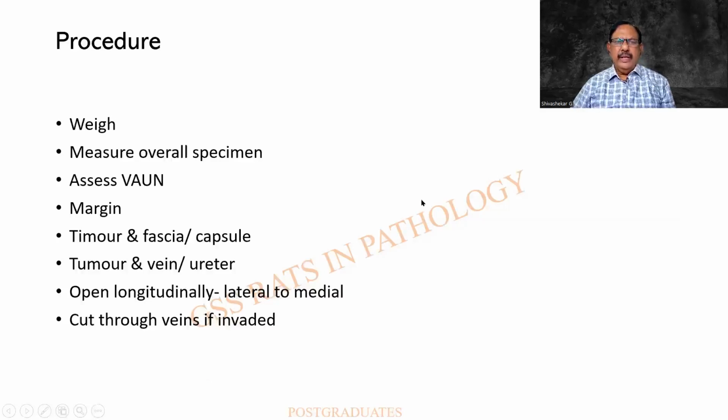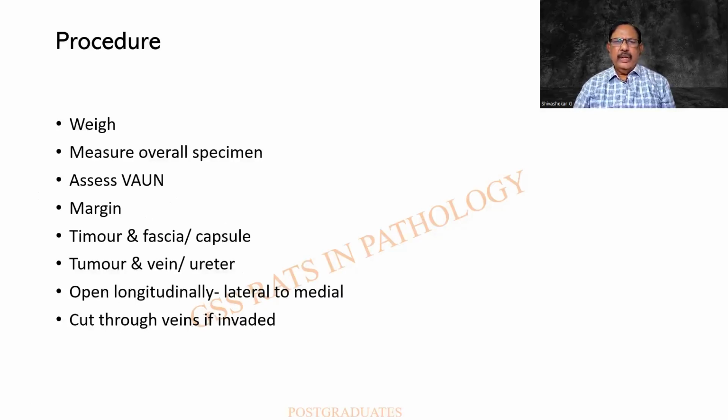Always, for any kidney or any organ as such, this will be a protocol to be followed. The weight measurement of the overall specimen, that means including the fascia and the perirenal fat, and the assessment of the vein, artery, ureter, and nerve. Margins and the tumor and fascia, the capsule, tumor and vein, along with the ureter. It has to be opened longitudinally from the lateral to the medial side.